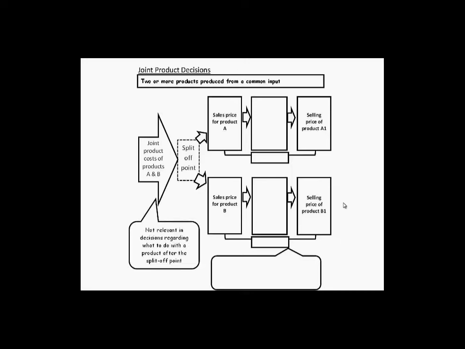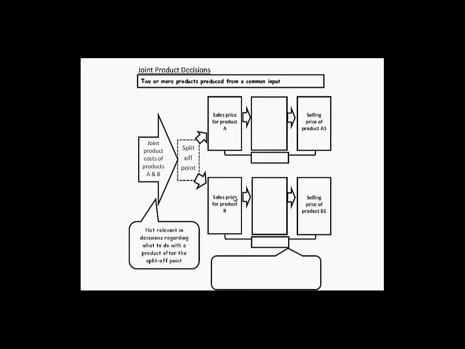So the first thing we have to understand is that the joint product cost, in other words, the cost that originally were part of the common material before the split off point, are what we call sunk cost. These joint product costs are not relevant in decisions regarding what to do with the product after the split off point.